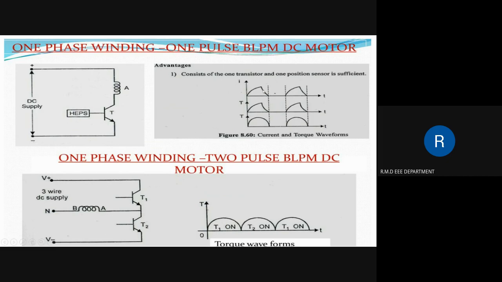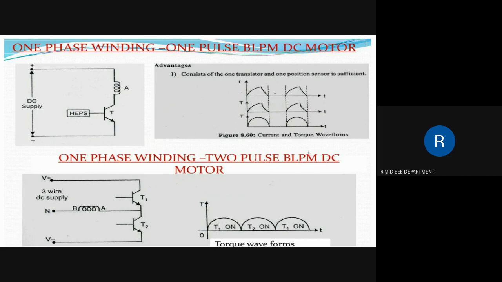Now the merits of this one phase brushless permanent magnet motor. It uses only one transistor, and one rotor position sensor is sufficient. Demerits: the inertia should be such that the rotor rotates continuously, and the utilization of transistor and windings is less.